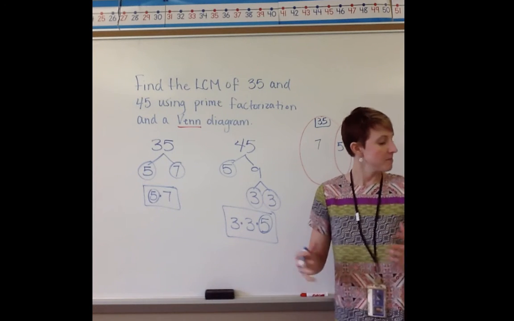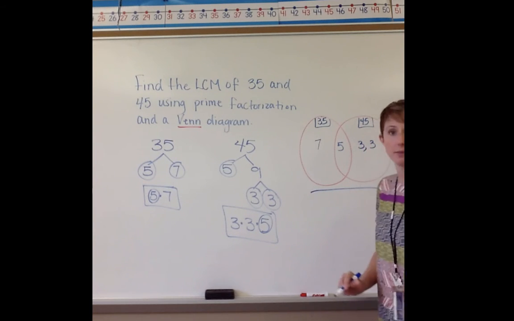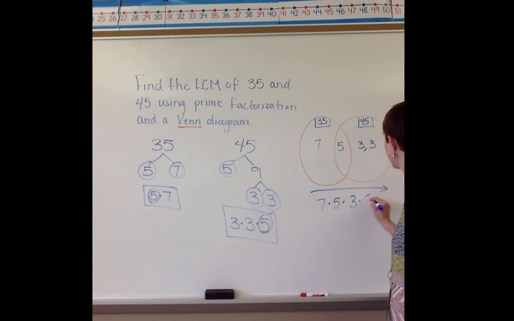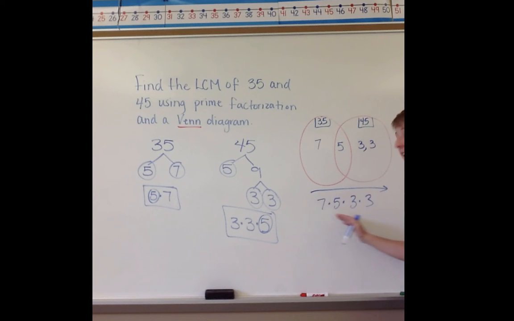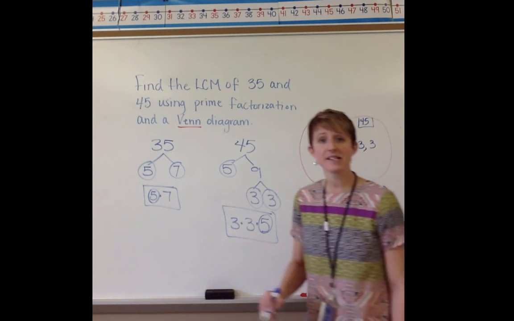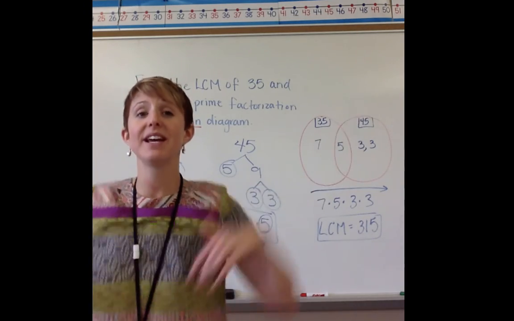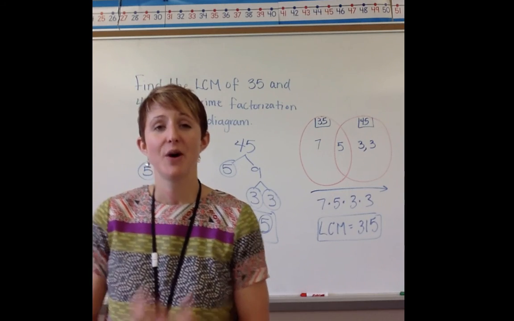The last step says multiply all the prime numbers together. So we're going to multiply all the numbers together. 7 times 5 times 3 times 3. When you multiply all of those values together, you get the LCM, which is 315. So here's an example of how you use a Venn diagram with prime factorization, factor tree, to find the LCM. Make sure you have all of this down in your notes. We'll see you later.